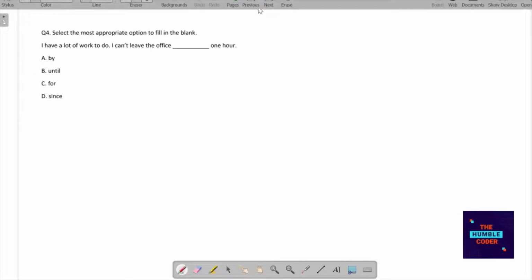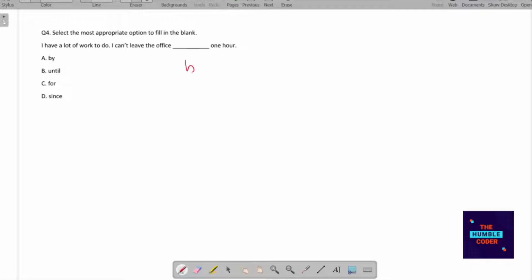Moving with the next question. Select the most appropriate option to fill in the blank. I have a lot of work to do. I can't leave the office dash 1 hour. So the options that we are having over here is by, until, for, since. Let's put one by one all the options in the given blank.